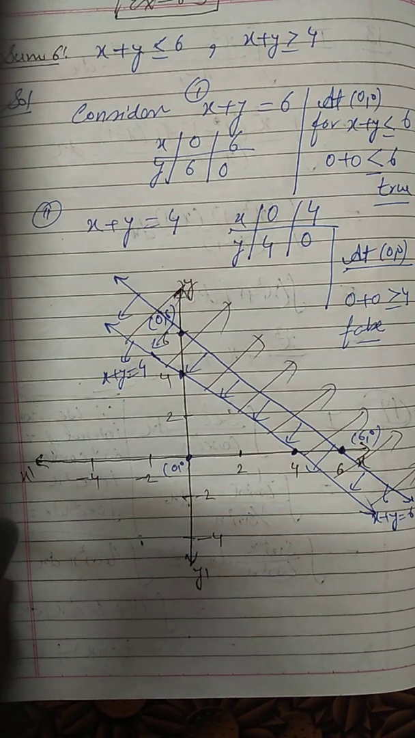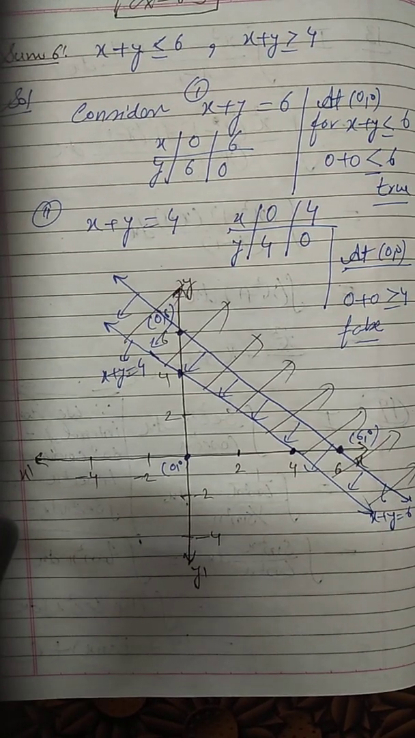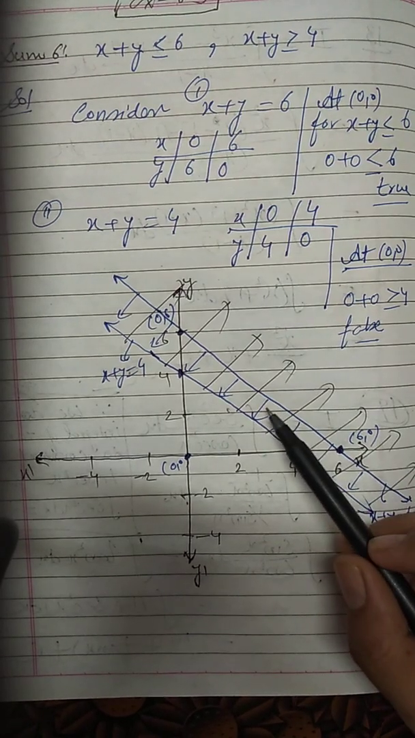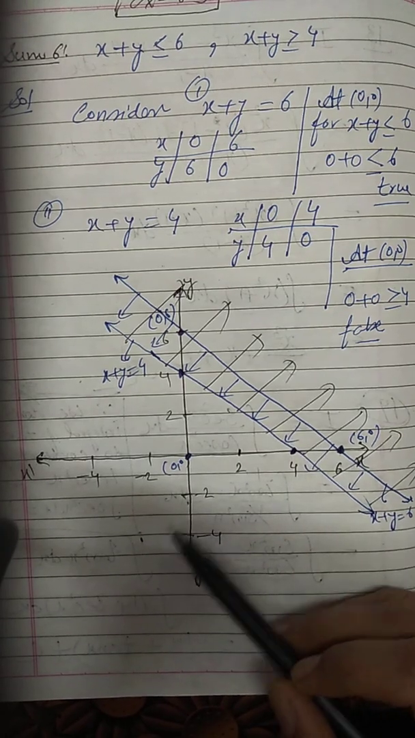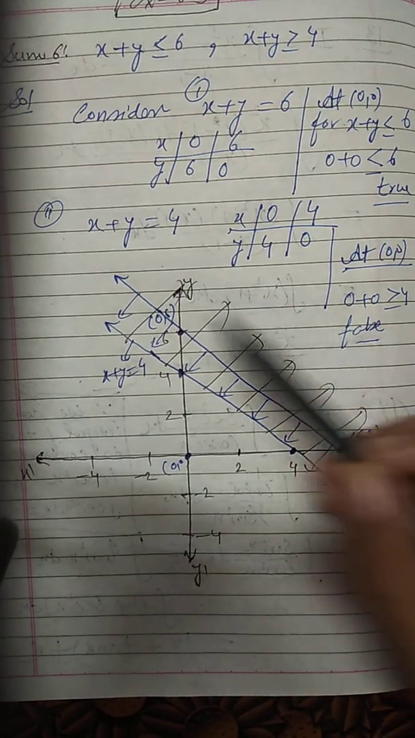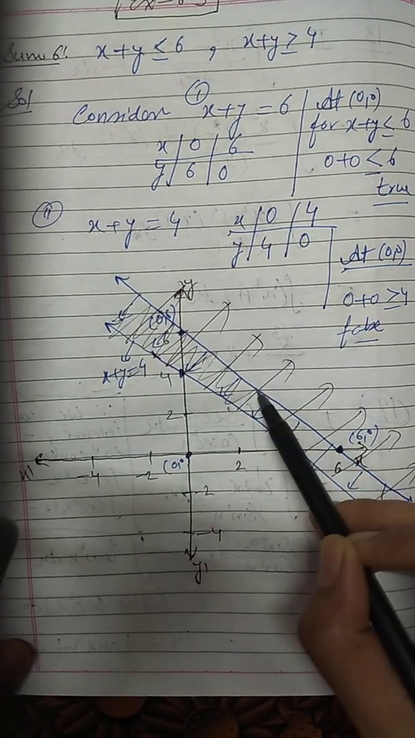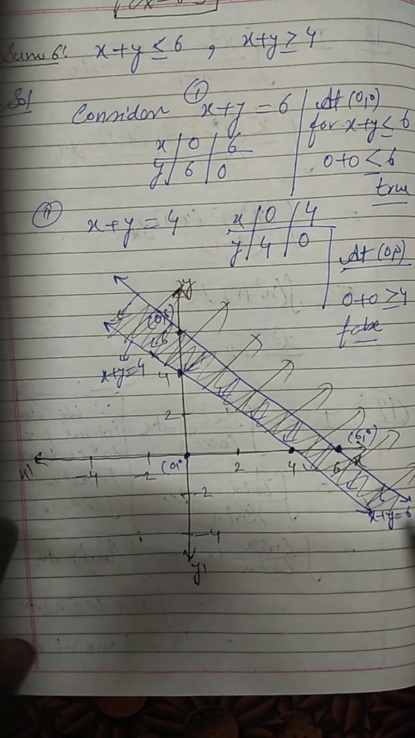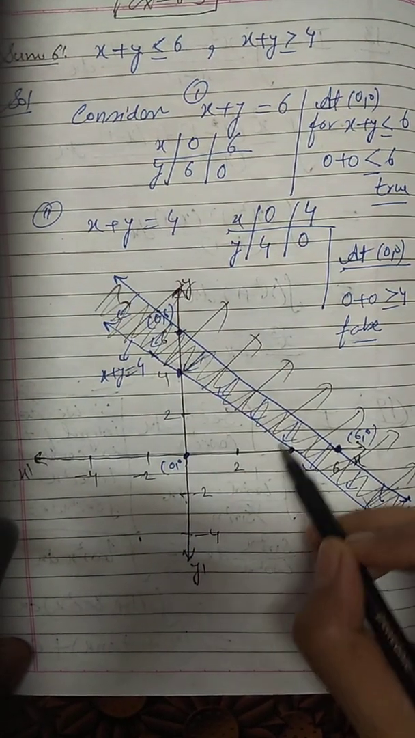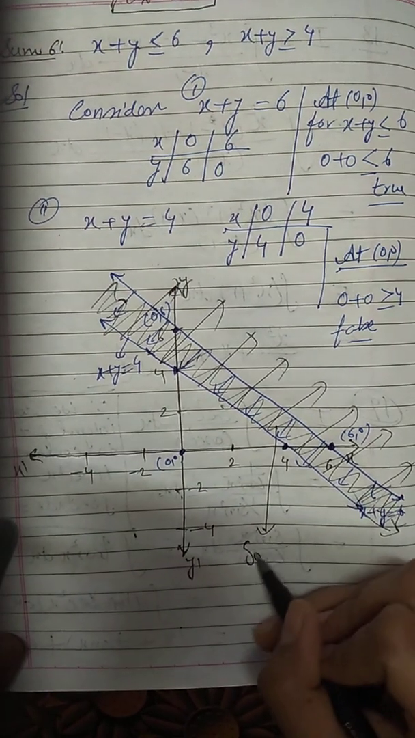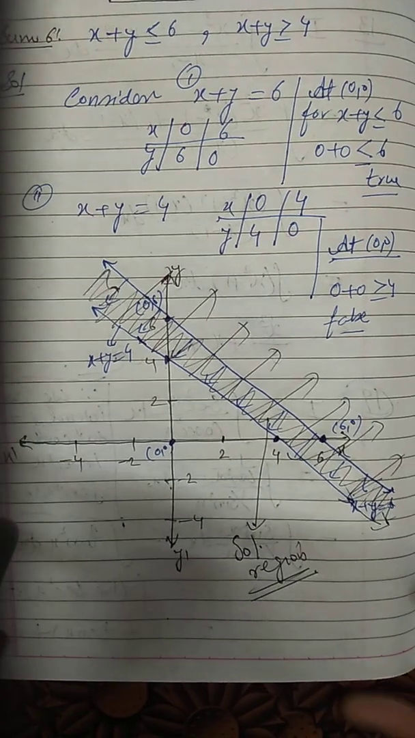And now we have to see which region is common to both the inequalities. For the first line, x plus y less than or equal to 6, the solution area is below the line. For the second line the solution is above the line. That means this region lying between these 2 lines is the region which is common to both. So this region we will say is the solution region. So here we will mark that this is the solution region.